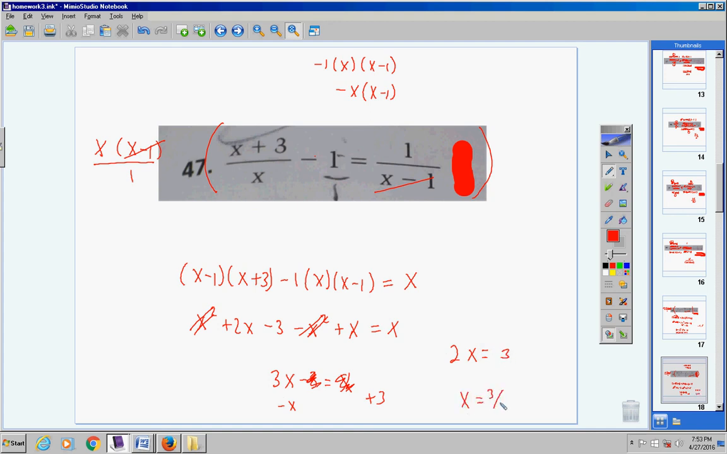Or 1.5. Now, again students, you must remember on the test to take that answer and to substitute it into your equation and make sure you get out a true statement, okay? You have to do that. Please don't forget to do that. Okay, moving on to number 49.